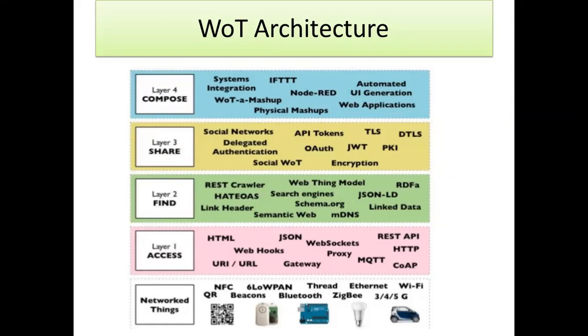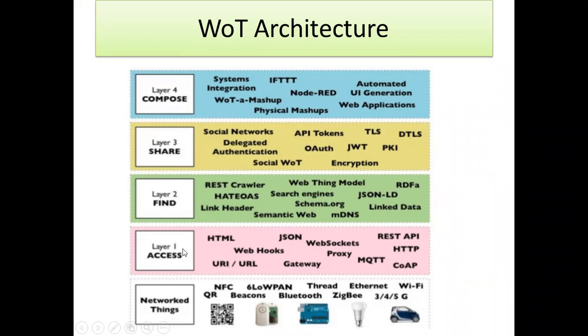There are four layers in this architecture. Here you can see the network things: NFC, QR codes. These are the IoT devices. NFC is there, 6LoWPAN is there, Thread is there, Ethernet, Wi-Fi, 3G, 4G, 5G. All of these are the network things. You can access these things through the network.